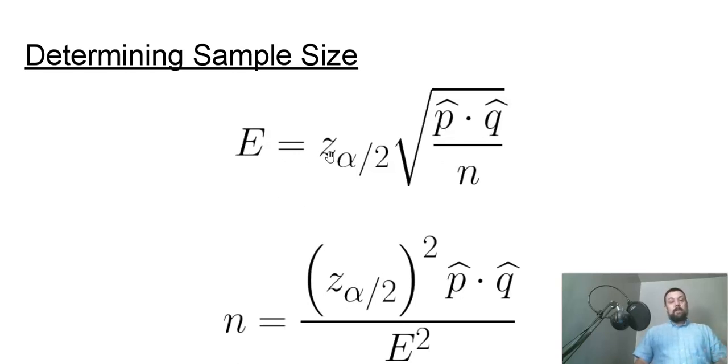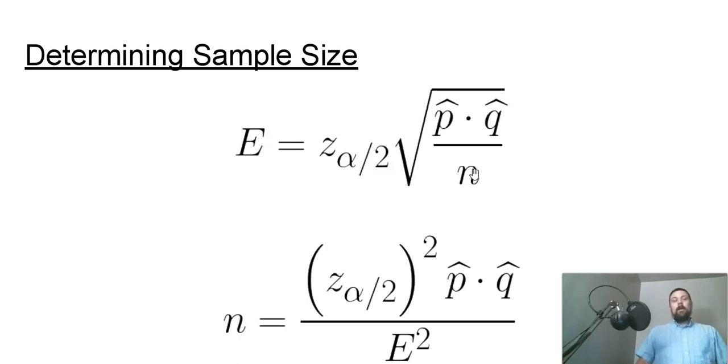You don't have control over z. Once the confidence level is determined, z is fixed. But the sample size, that's something you can control. The bigger the sample size is, the smaller this number becomes, the smaller the margin of error will be. And so if we want to reduce the margin of error, we can increase the sample size to do that.